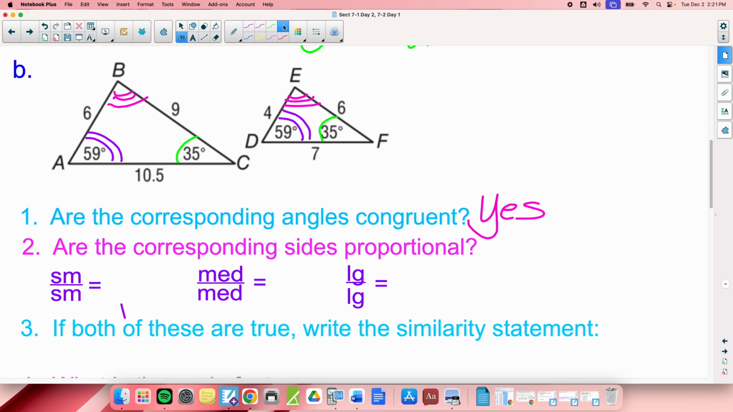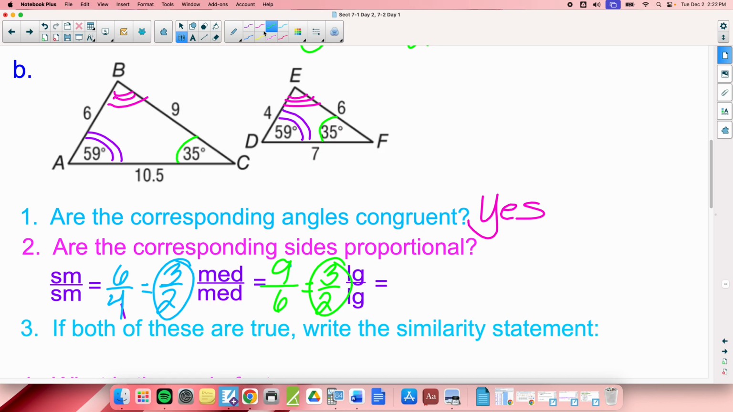Small over small. I always start with the triangle on the left, so I'm going to go 6 over 4. Do you guys know what 6 over 4 reduces to? Divide by 2, 3 over 2, very good. Now medium is 9. And medium of this one is 6. 3 over 2, very good.